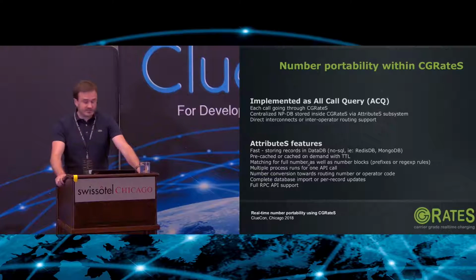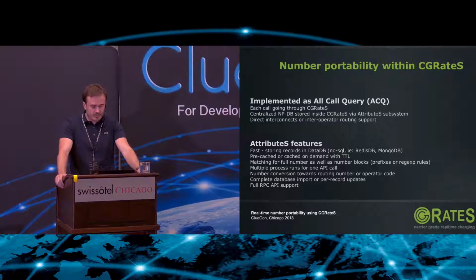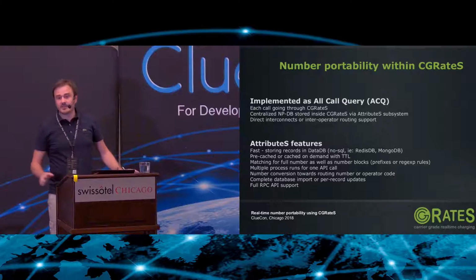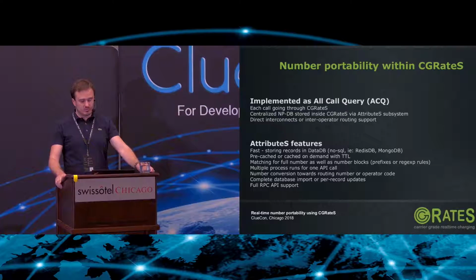As a feature of this subsystem doing number portability and aliasing, it's fast, so all the records are stored in what we call DataDB. This is a NoSQL database, for example, Redis or Mongo. We also support internal NoSQL, so that's completely cached, and it's destroyed when you restart the system. So every time you can maybe load all the data inside. The data from this database can be pre-cached, so when the server is starting up, it can query and load all the data into its own cache.